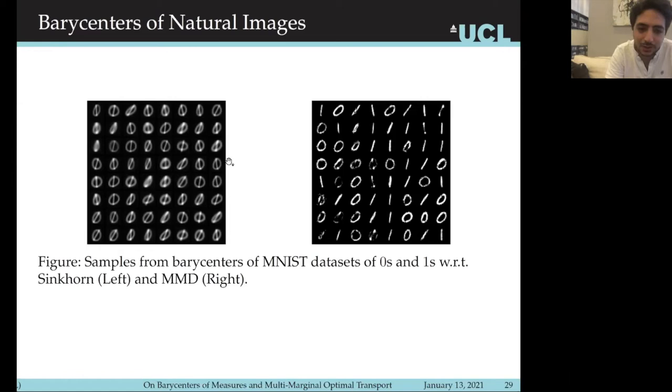So to explain what happens in the Sinkhorn case, each of these images is a single sample from the barycenter. And so what it's doing is it's sampling a zero and a one that are very similar, and it's interpolating between them. So you can see that you never have a very small one with a very big zero crossing it, or the contrary. It's always nicely going into each other, and that's really expected from the interpolation properties of the Wasserstein distance. It's like sampling a close zero and one and averaging them. In the MMD case, it's very different.